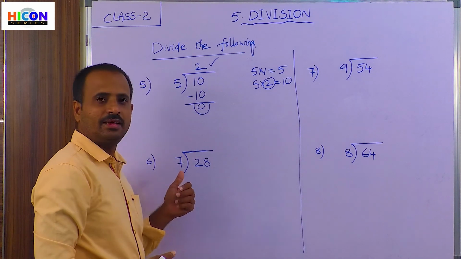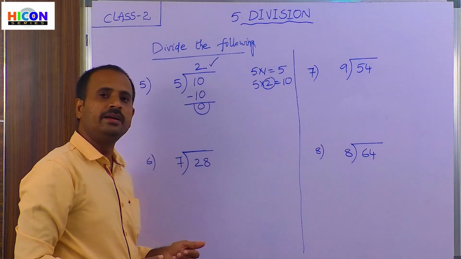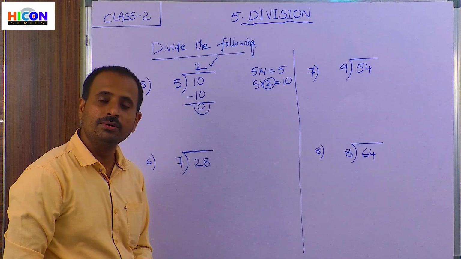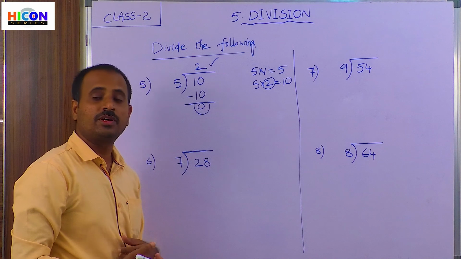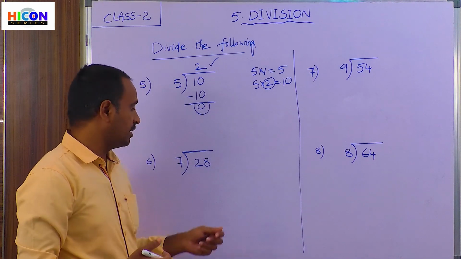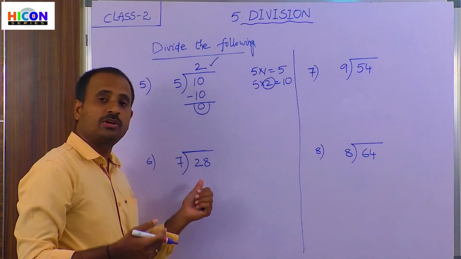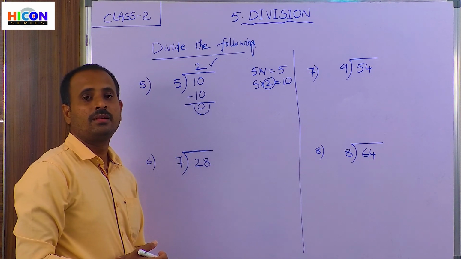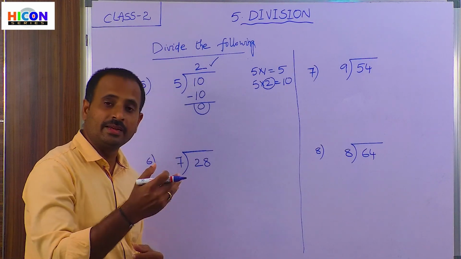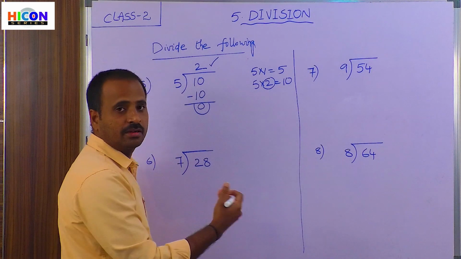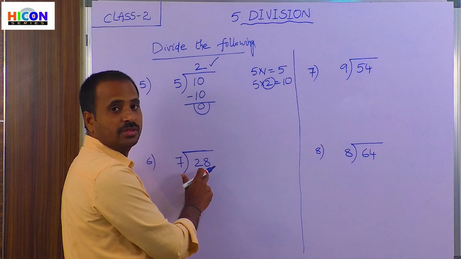What is the divisor here? The divisor is 7. What is the dividend here? The dividend is 28. That means we have to divide the number 28 by 7. So first recall, when does the number 28 come in the 7th table? Let us recall or memorize the 7th table. How many times will 28 come in the 7th table?